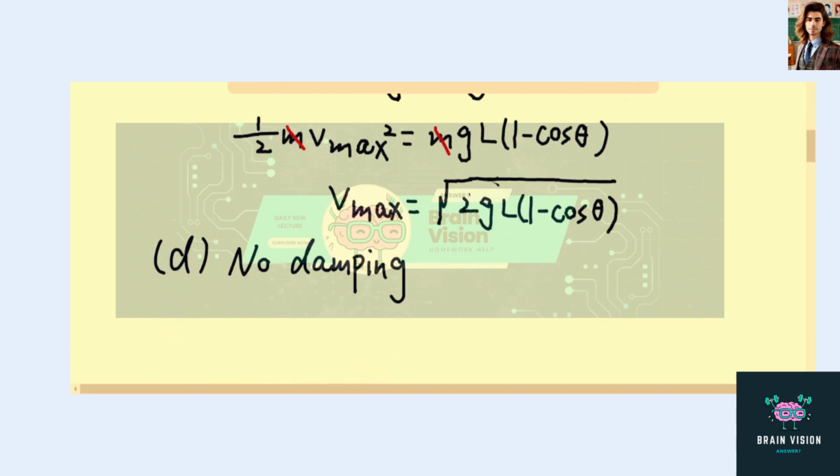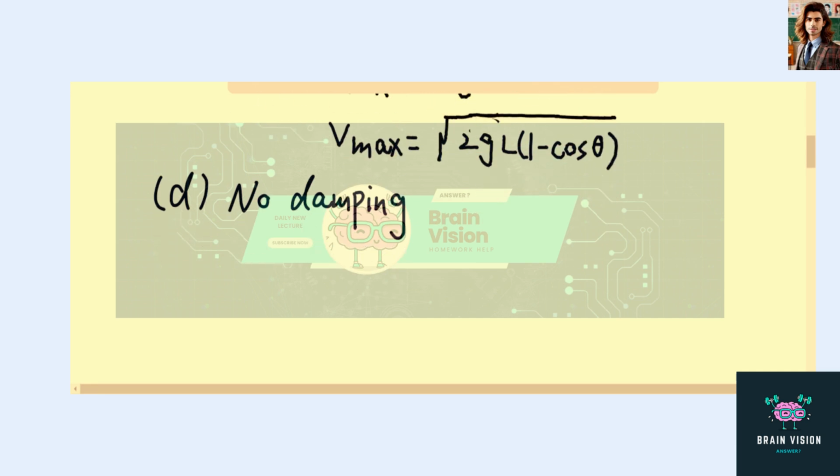For D, the assumption I made is that there's no damping involved during the process, such as no air resistance. If there's damping, the potential energy cannot be fully converted into kinetic energy, because some would change into internal energy of the objects. So the assumption I made is that there's no damping involved during the process.